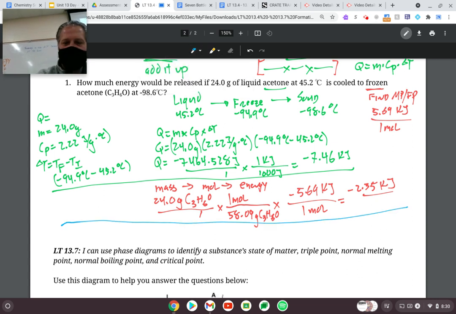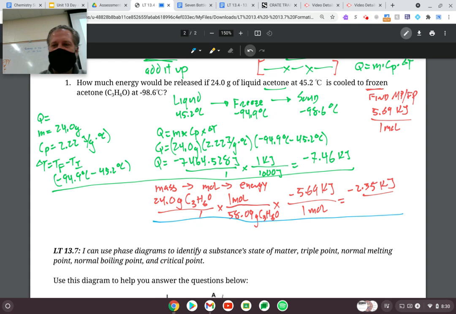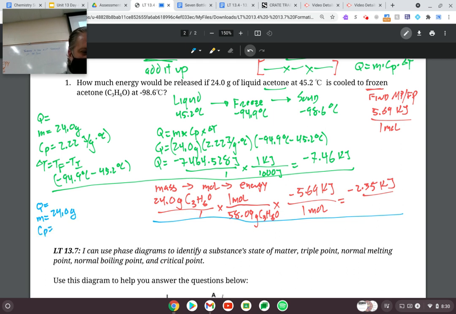Okay. And then lastly, we have to do one more calculation here. And I'm running out of room. I should have done that differently. One more calculation here. So now we're going to calculate, because now that it's frozen at negative 94.9, how much energy is needed to make it get to negative 98.6. So that's going to be Q. Mass is still 24.0 grams. The Cp now will be slightly different, but the delta T is going to be the final temperature, which is going to be negative 98.6 degrees Celsius, minus its initial temperature, which is the freezing point. So this is going to be my TF. This is going to be my TI.